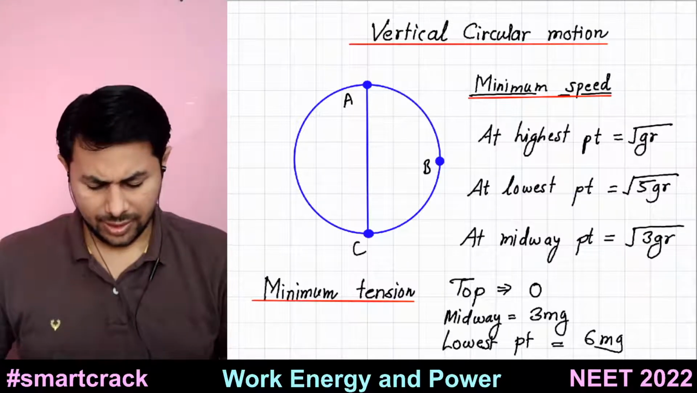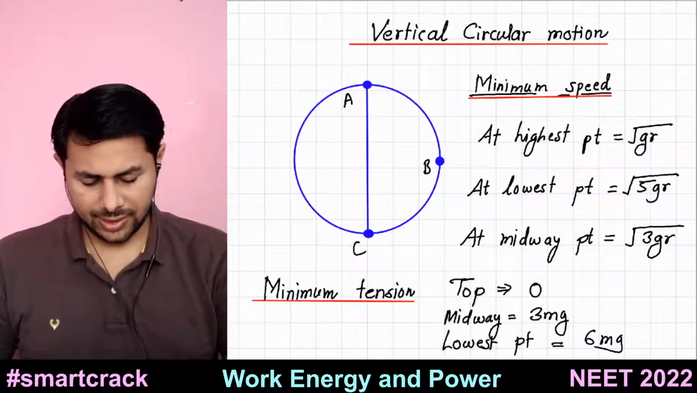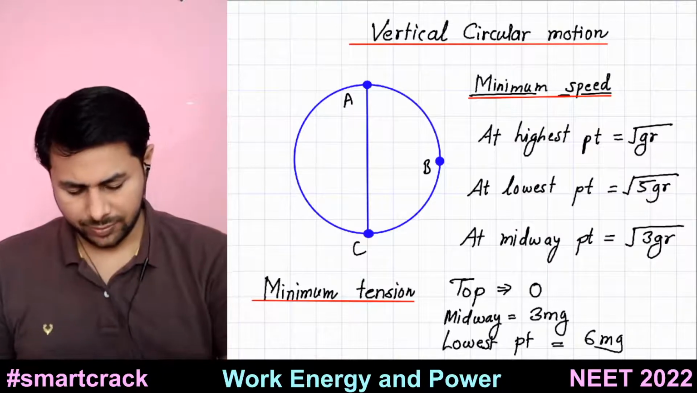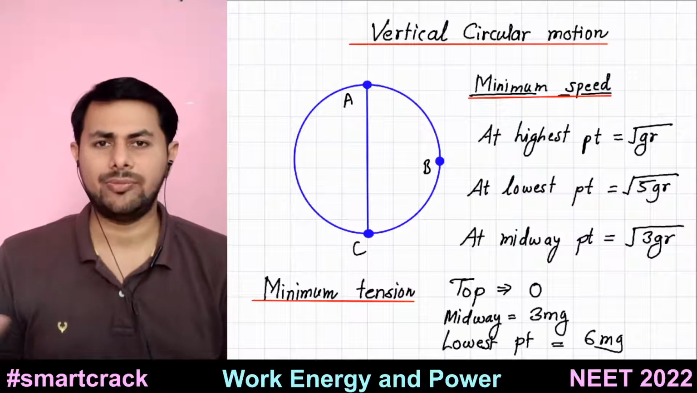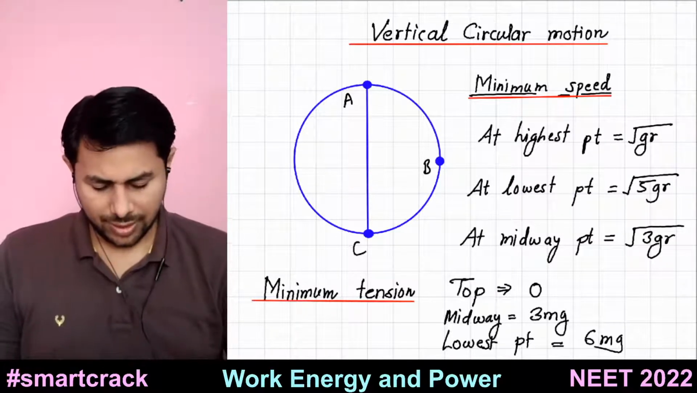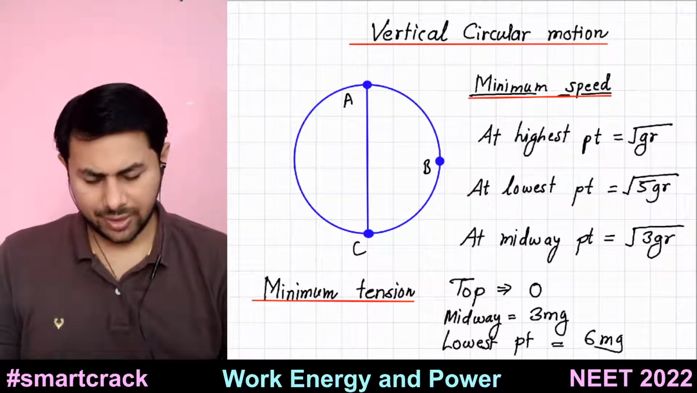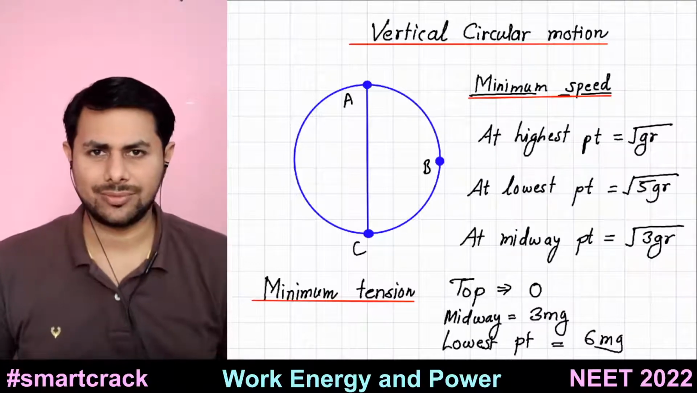All right, and what about the tension? So tension in the string at the topmost point is equal to 0. The minimum tension is 0. If this ball is moving with the minimum speed, the tension over here will be equal to 0. At the midway point, what will the tension be? 3 mg, and at this point the tension will be equal to 6 mg. All right.